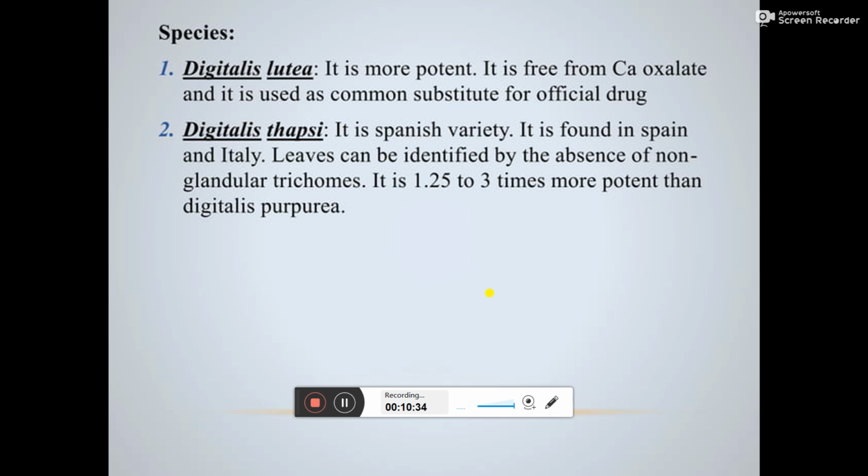These are the allied species for Digitalis lanata, that is Digitalis lutea and Digitalis thapsi.